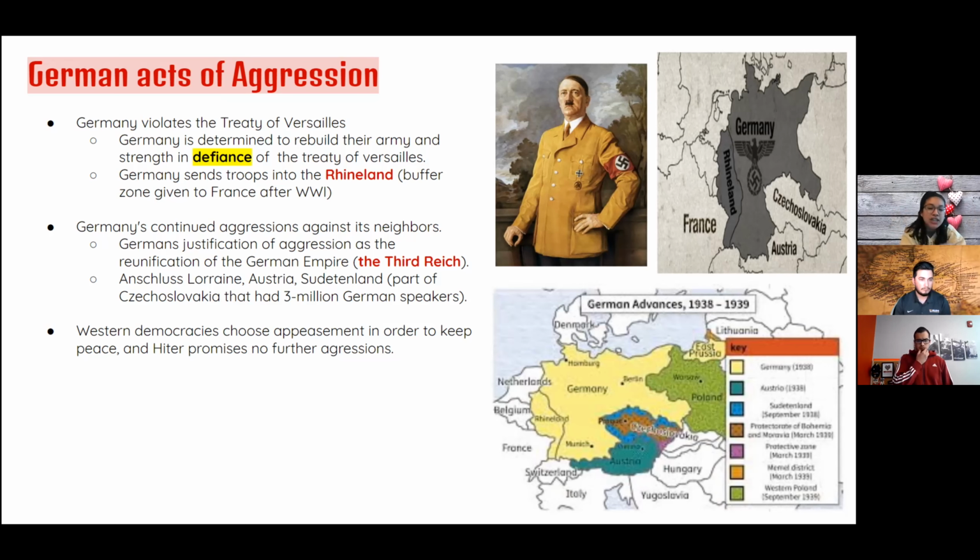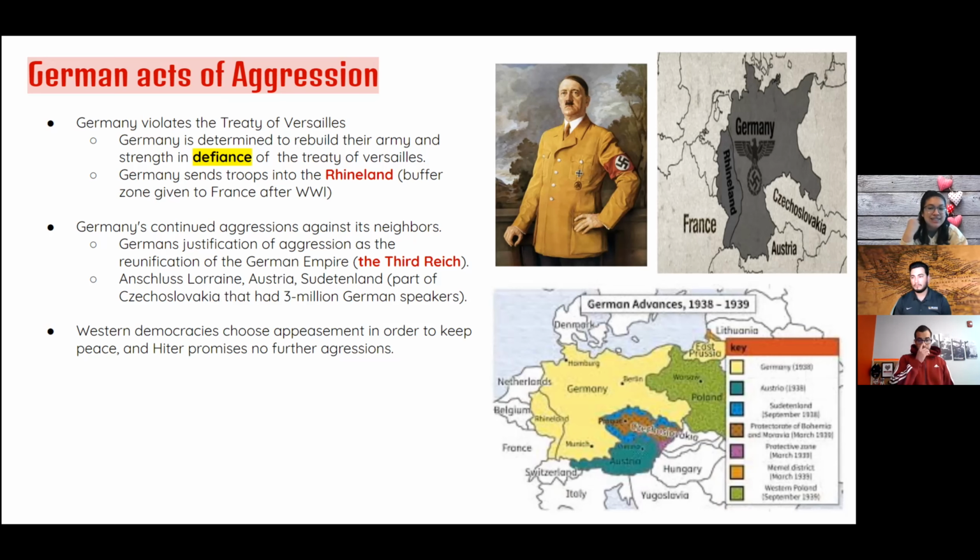The German justification for these acts of aggression against their neighbors was the reunification of the German Empire, or as Hitler described it, the Third Reich. His reasoning was that Alsace-Lorraine, Austria, the Sudetenland, and part of Czechoslovakia had 3 million German speakers. And they believed that because they were German speakers, all of that land should be unified into one German empire, one Third Reich. We also know that in response to German acts of aggression, the Western democracies chose appeasement in order to keep peace, and Hitler promises no further aggressions.